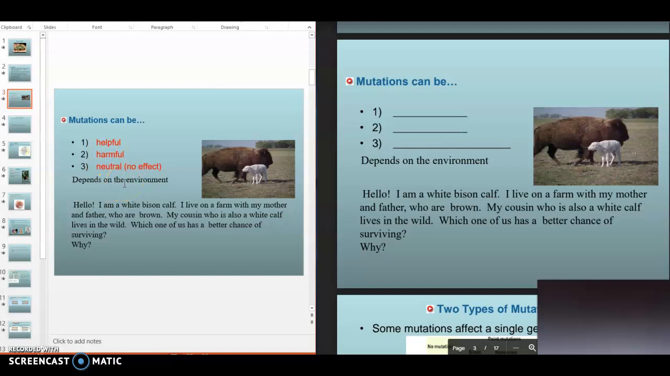Most mutations, though, are harmful, such as this mutation here with the bison. The bison has a little albino calf. Is that going to be harmful for its survival? Well, being on a farm, probably not. But if it's in the wild, it probably will be, because predators could see it far better than it could see the brown bison, and so they would hunt this guy first.